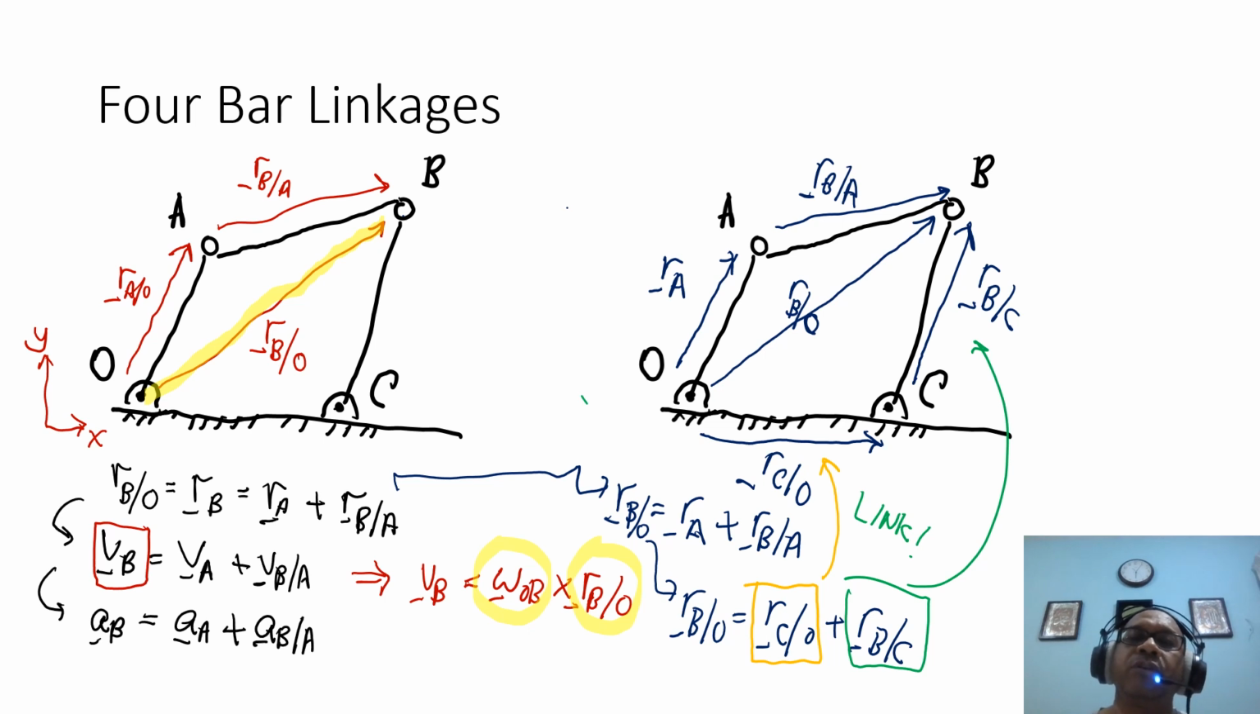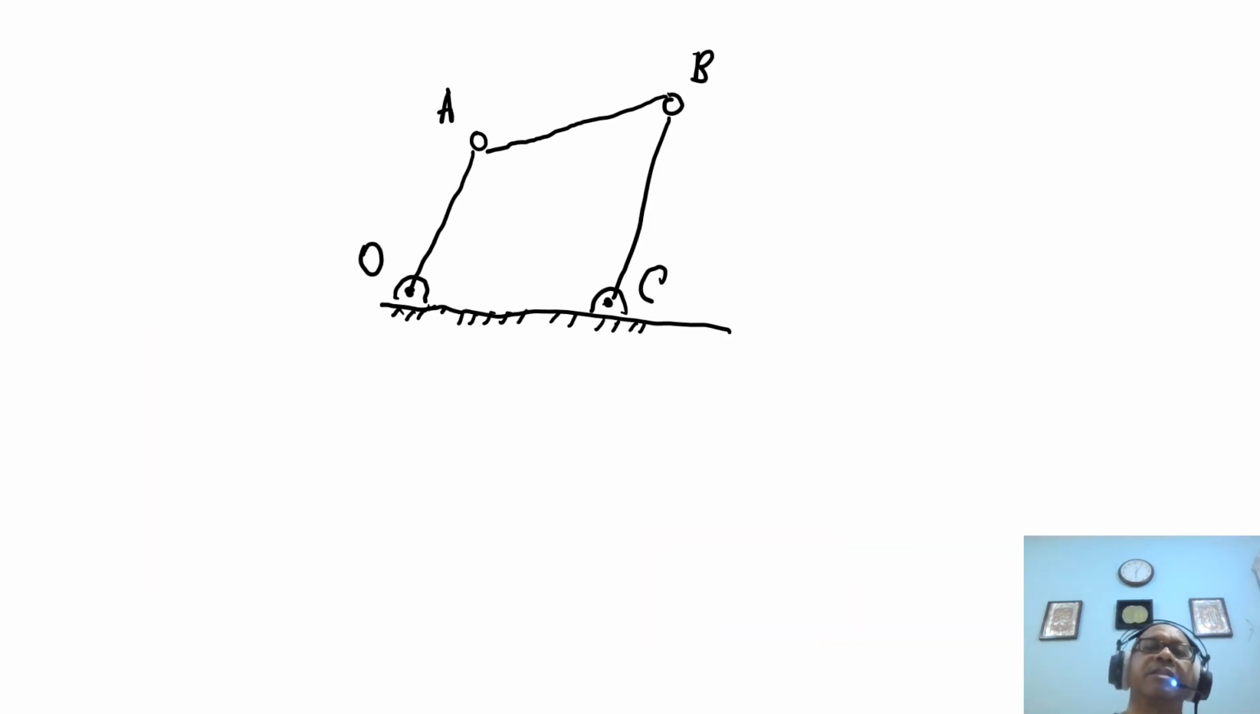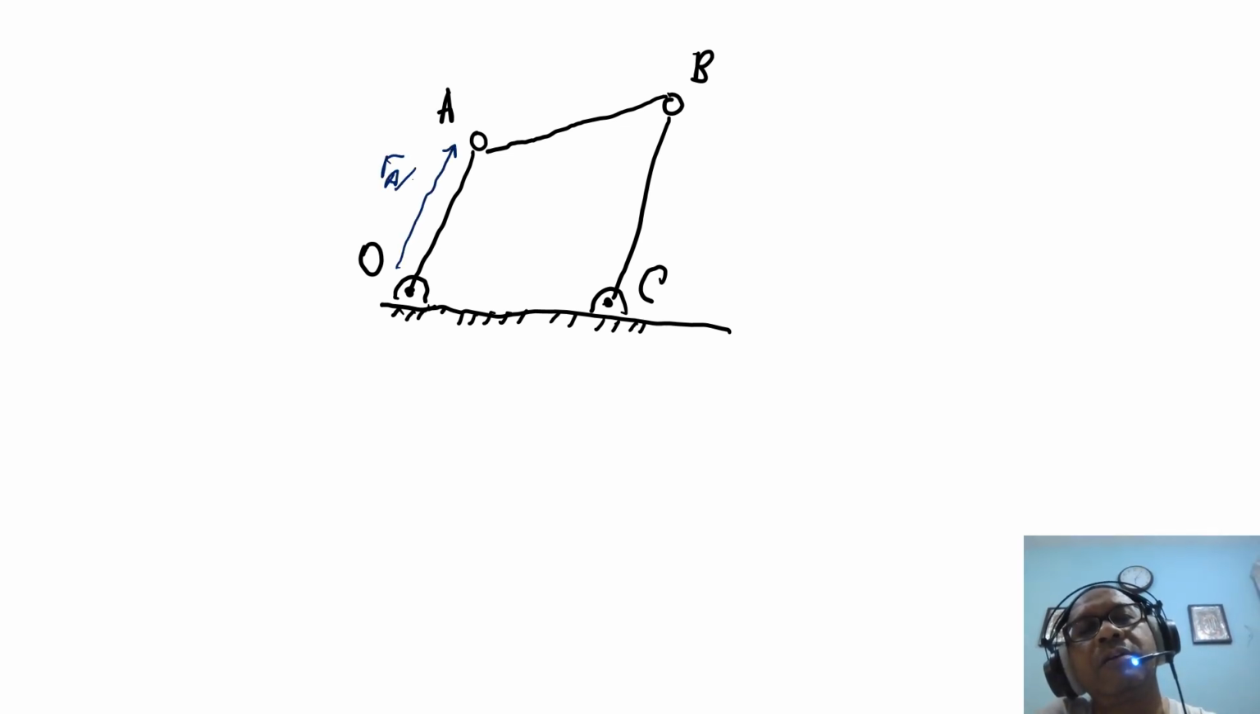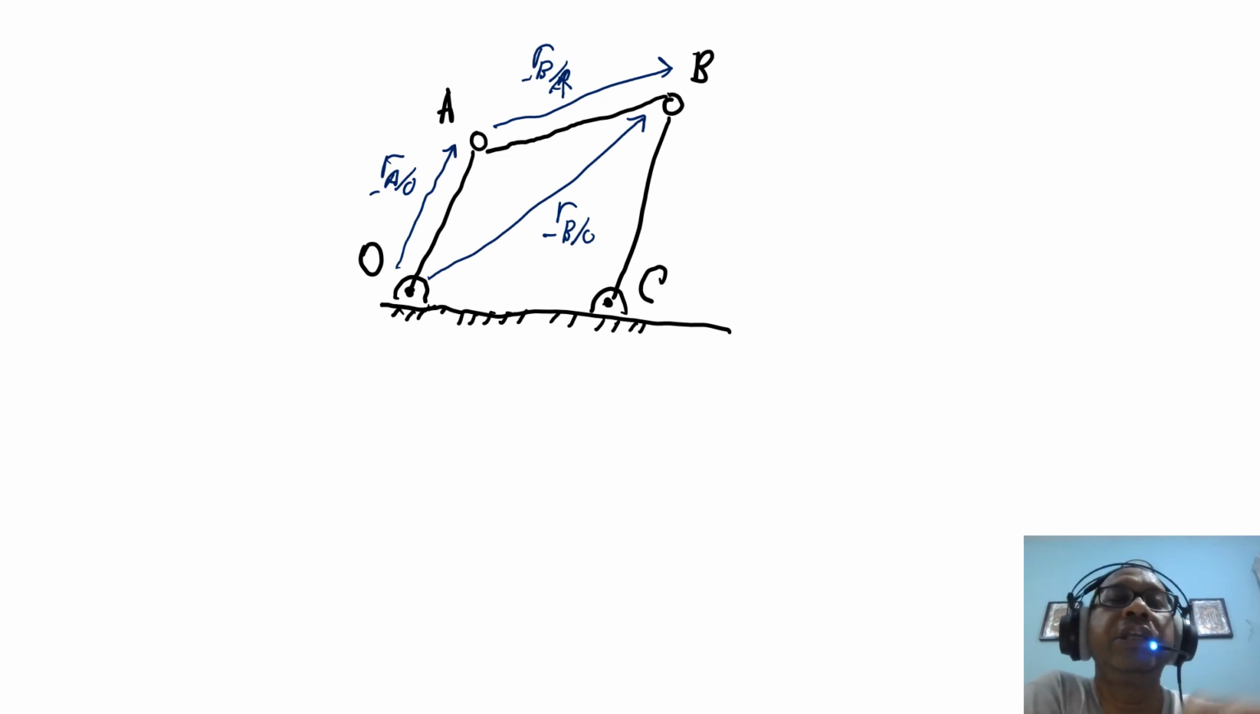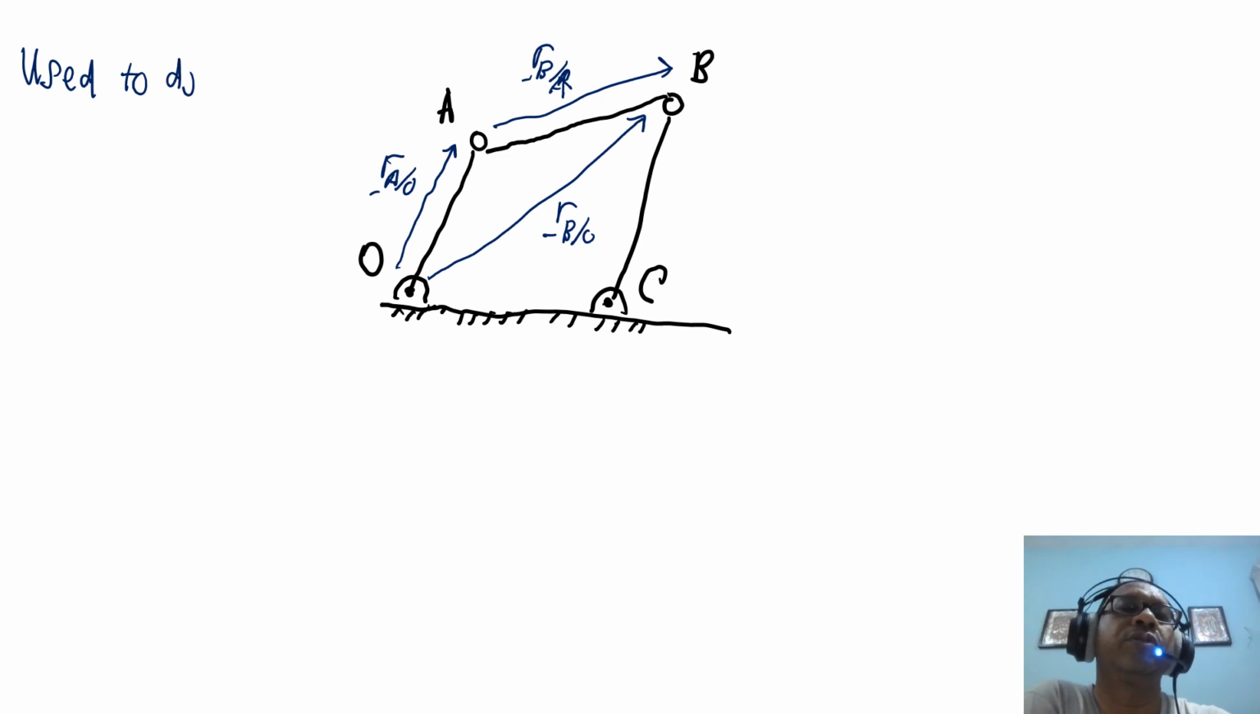Moving on, if you take that approach and apply it to the next thing, let us rewrite again. Let's use blue. So here is position vector A relative to O, and this is position vector B relative to A, and then you have this position vector B relative to O. So initially, what we used to do, we used to do this.